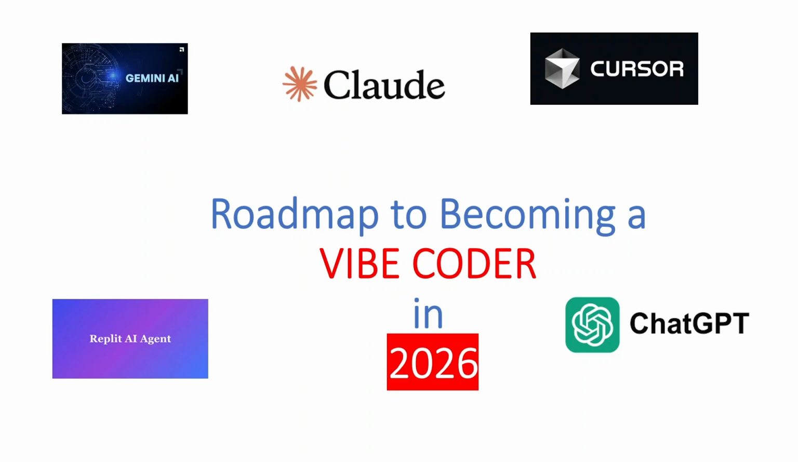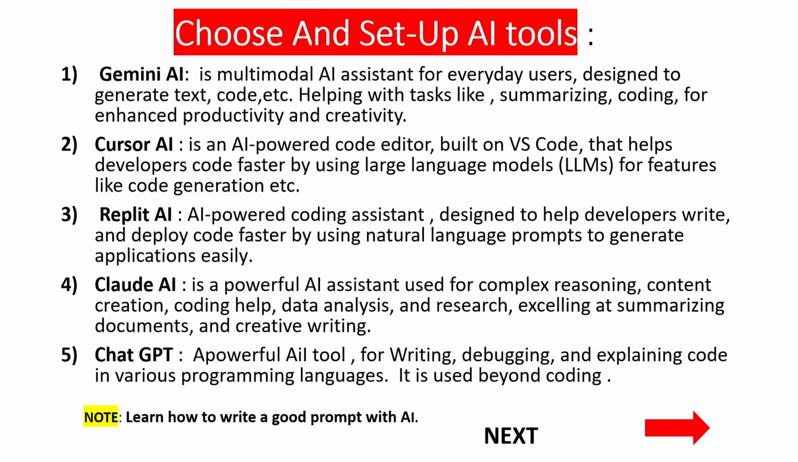First of all, vibe coding. In order to become a good vibe coder, the roadmap you take really matters. You need to understand the steps you need to take. So first of all, you need to choose and set up an AI tool. There are five you can work with very well in order to build a good project while vibe coding. Now, these AI tools do different jobs.